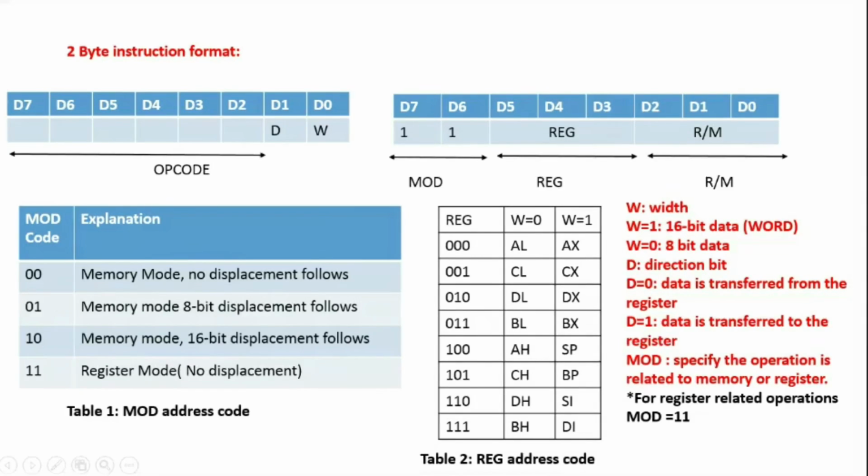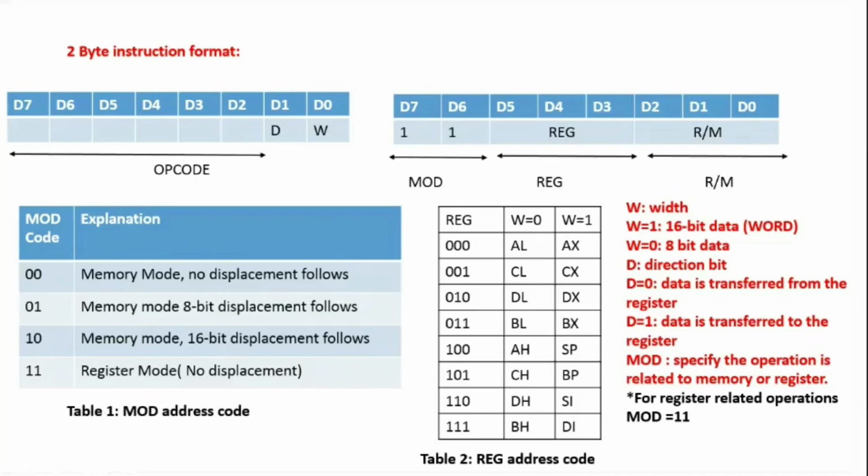What is the corresponding REG value? The corresponding REG value will be 0, 1, 0 for DX. If it is BX, it is 0, 1, 1. So based on W equal to 0 or 1, whether I'm dealing with 8-bit or 16-bit data, the corresponding register value can be understood. For example, for 100, if W is equal to 0, the register is AH, so I'm dealing with 8-bit data. If it is SP, I'm dealing with 16-bit data and my REG value is 100. This is how you can identify the REG value.